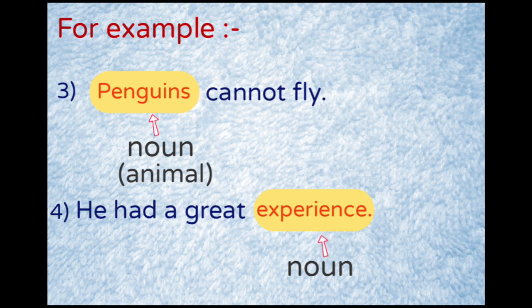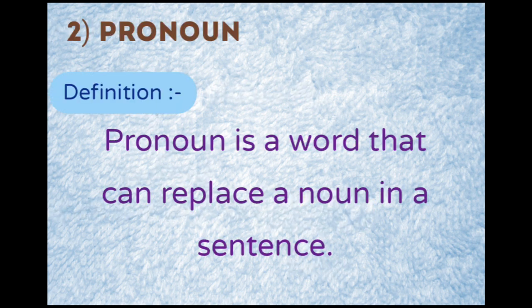Okay, have a look at the fourth example. He had a great experience. Here, experience is a noun. Even if you cannot see, hear, touch, or smell it, you can feel it, or it's an observation. Okay? So it is a noun. Okay, I hope you have understood this topic thoroughly.